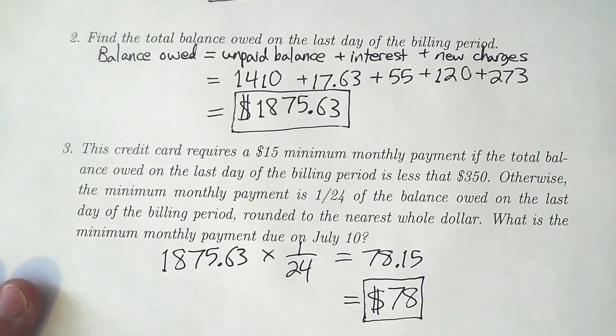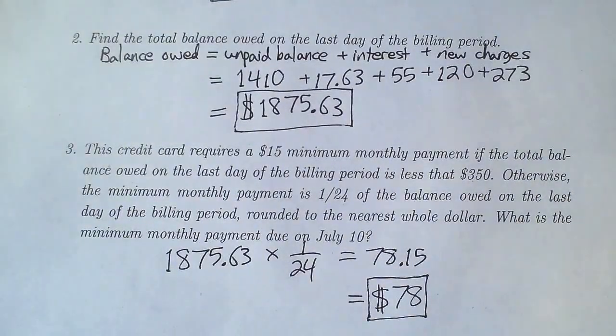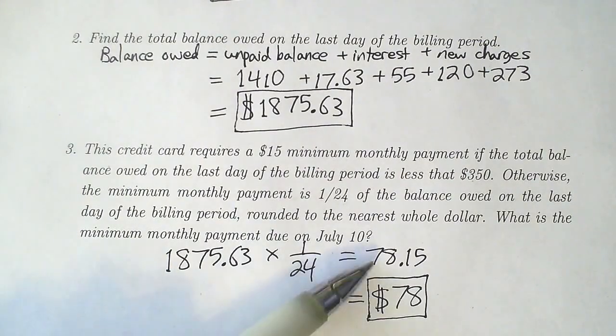So my final answer, I'll make 78. And let's put a dollar sign in the final answer. It doesn't really matter if you have it in the in-between steps.